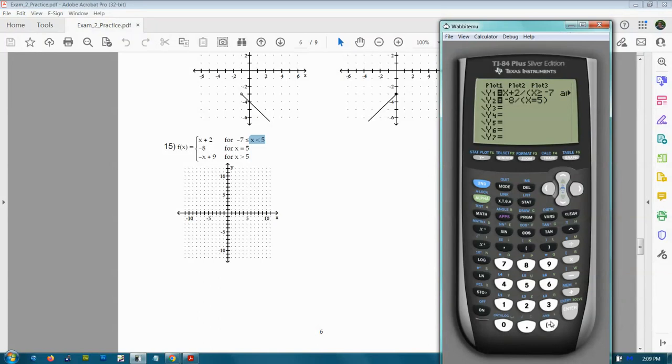And minus x plus 9. Here again, I use the minus, not the subtract sign for that x. Provided that in parentheses, x is greater than 5. X, second function math, greater than is number 3, greater than 5, close parenthesis. I want to hit enter. And now I want to go up to graph.